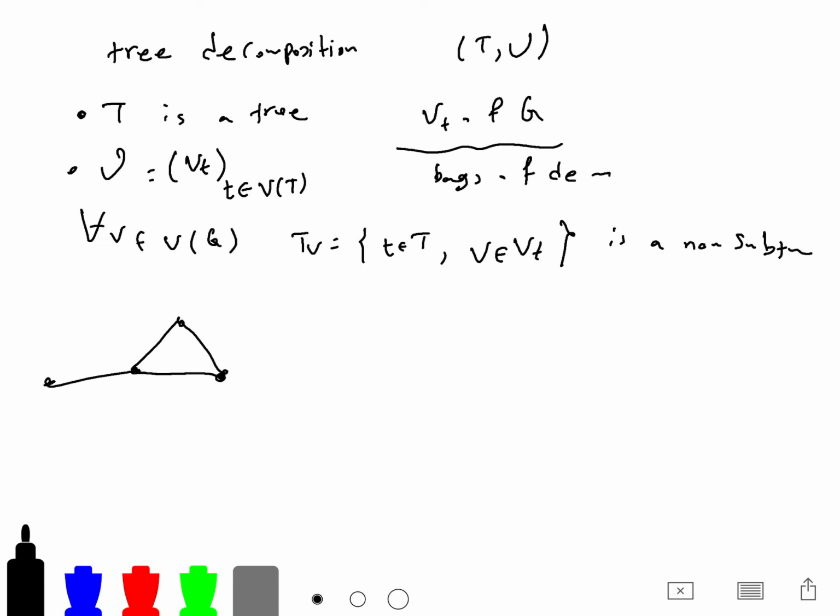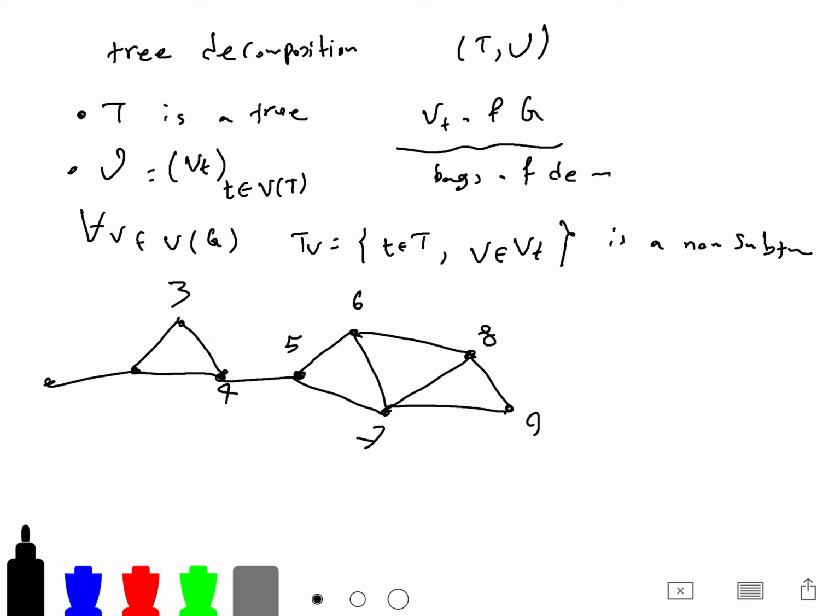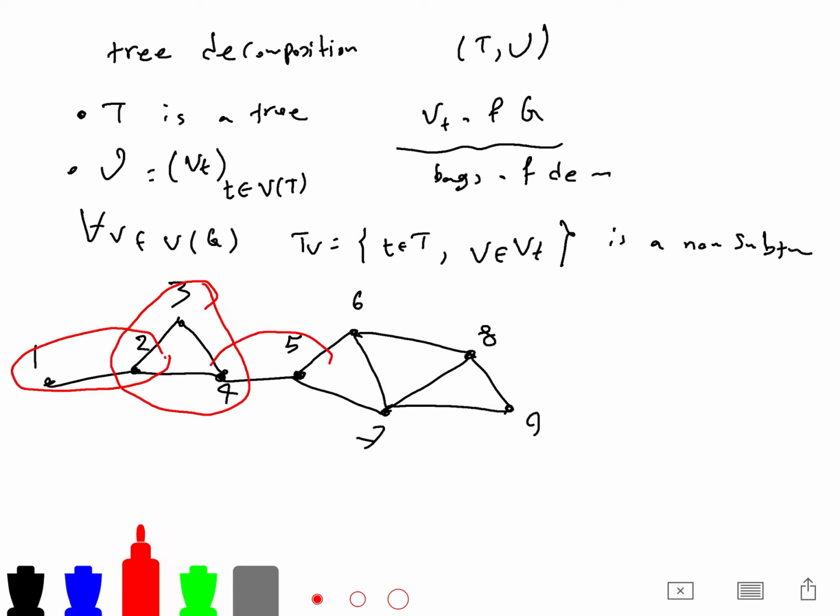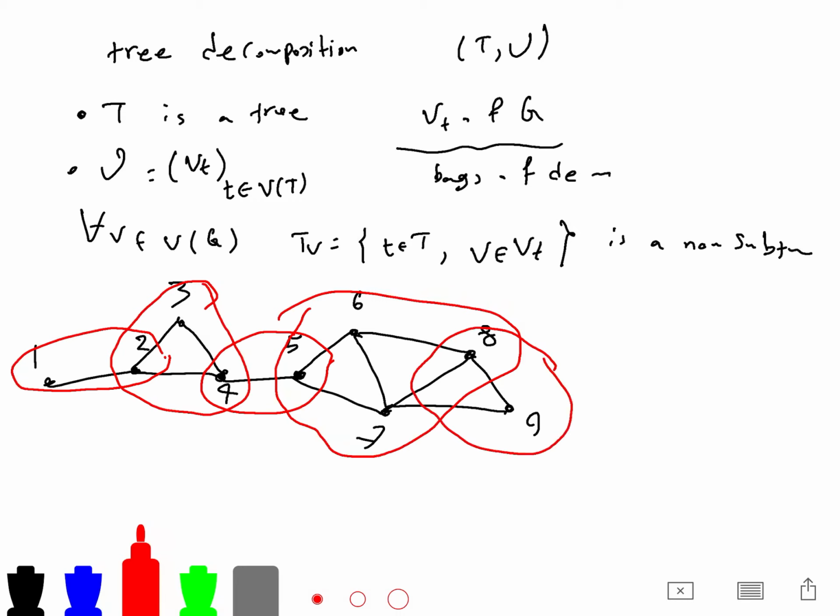For example, a tree decomposition could be like this: 6, 7, 8, 9, 5, 4, 3, 2, 1. And a tree decomposition is this. This is a tree decomposition, and these are bags. This could be a tree decomposition.